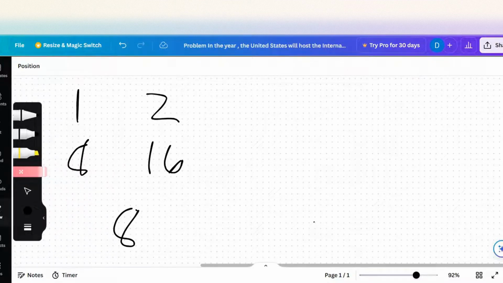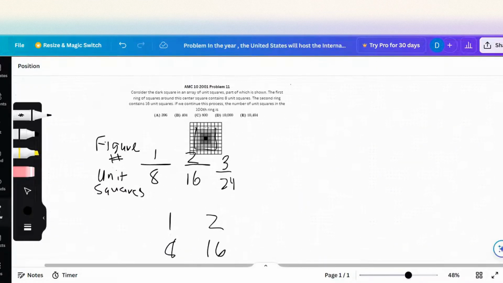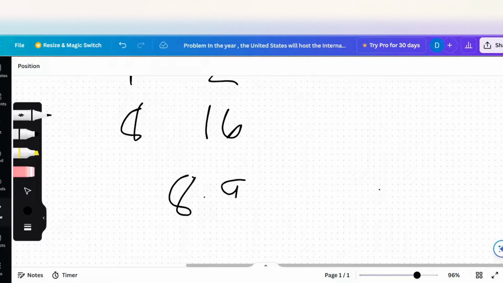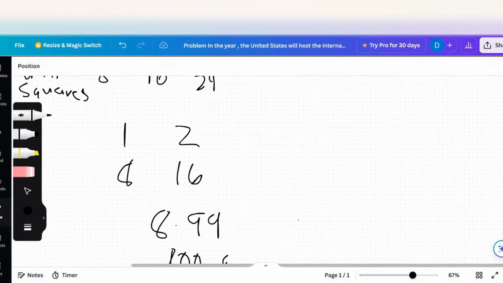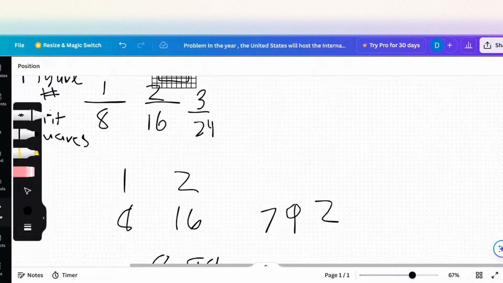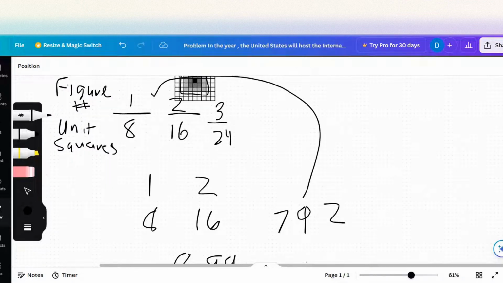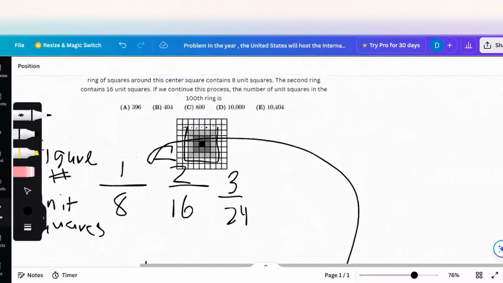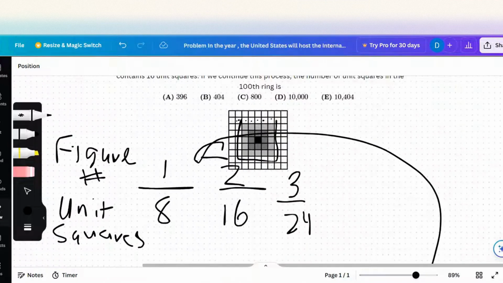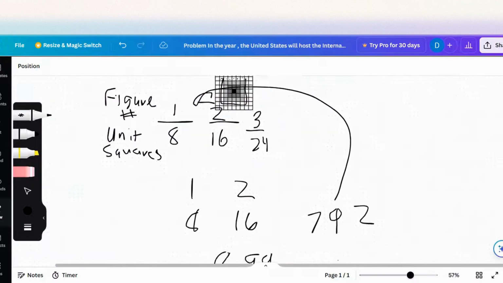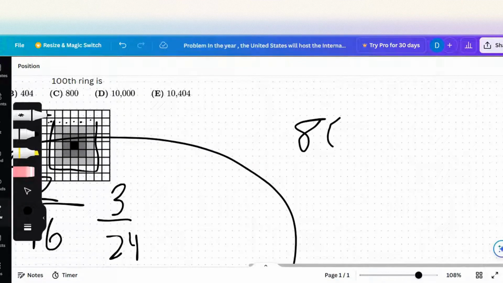So for this one, there are 99 differences, and each difference is 8. So 8 times 99 is equal to 100 times 8, which is 800, minus 8. So that is 792. And we're just adding that to the first number, because that's how we find the 100th ring, by adding 99 differences to the first number. So that's 792 plus 8, which is 800.